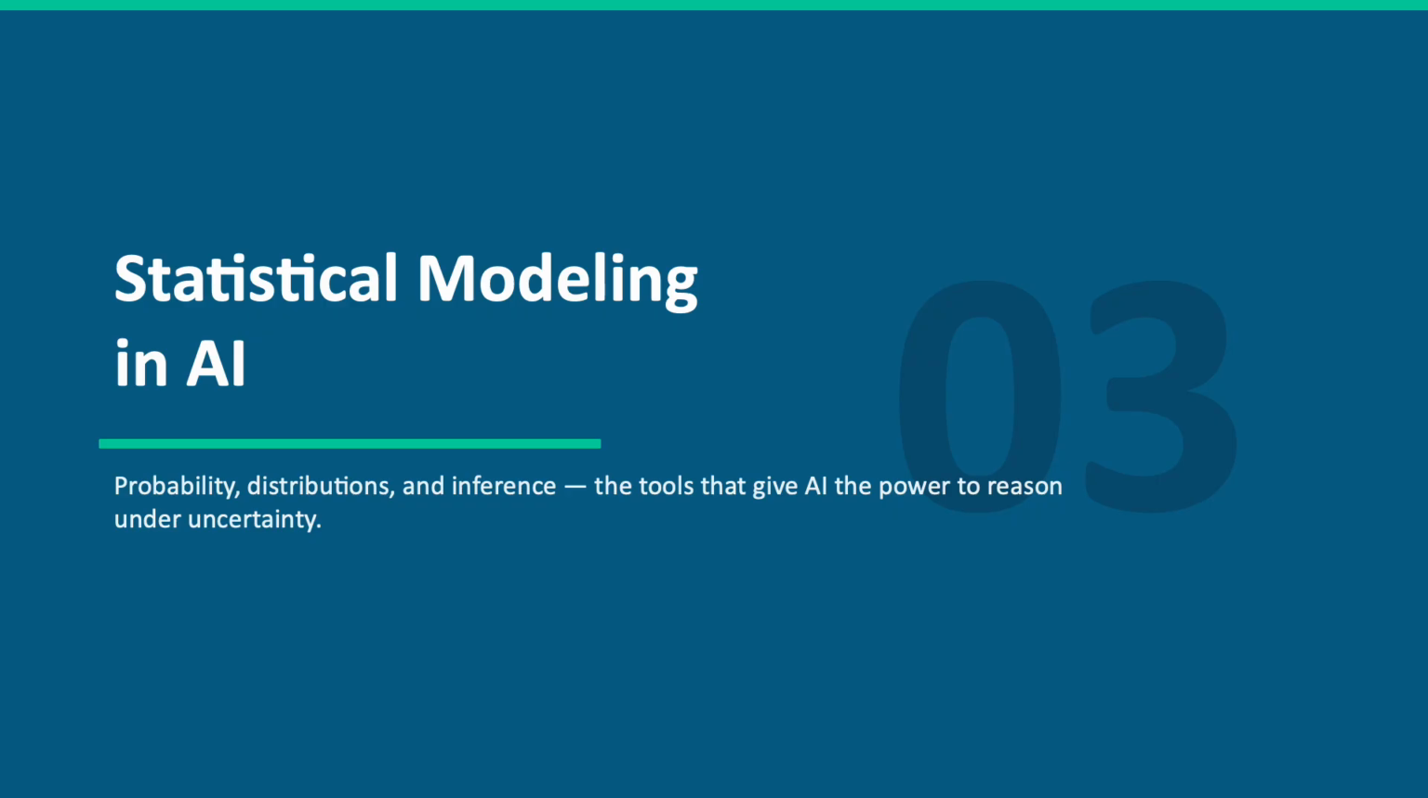Now we enter the world of statistics and probability. While linear algebra tells us how to transform data, statistical modeling tells us how to make educated guesses from data and how confident we should be in those guesses.